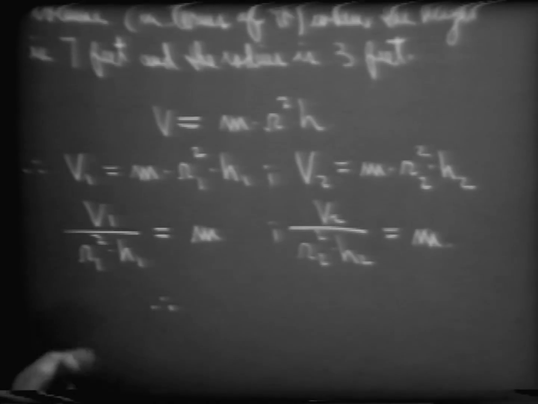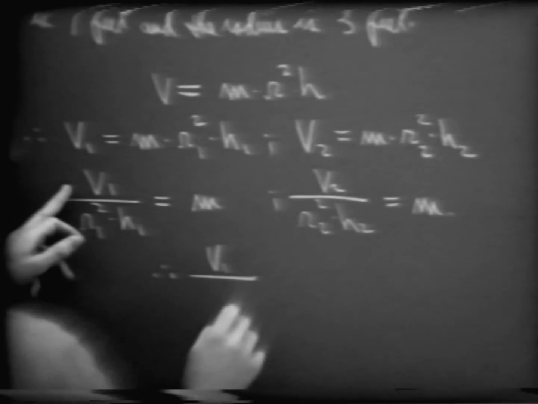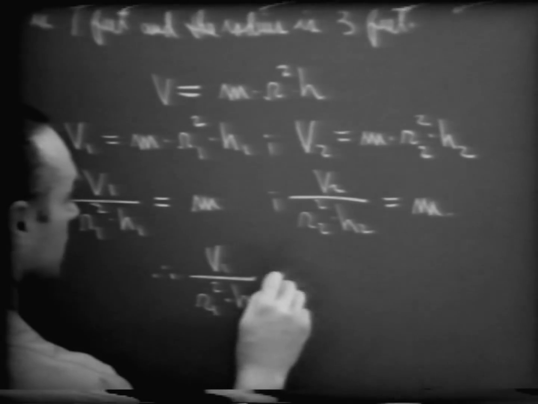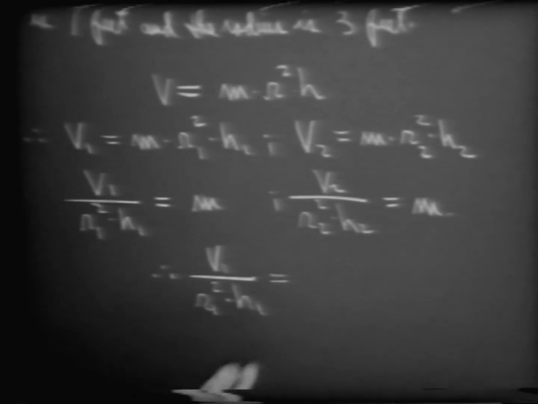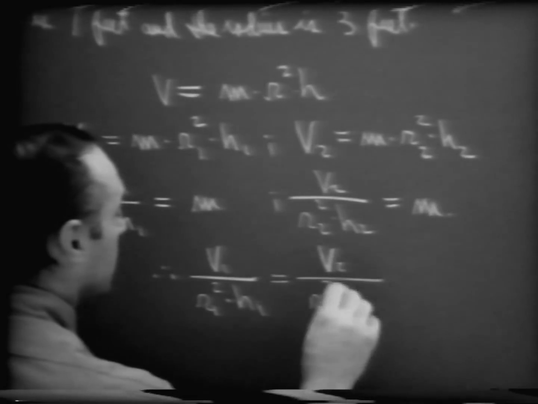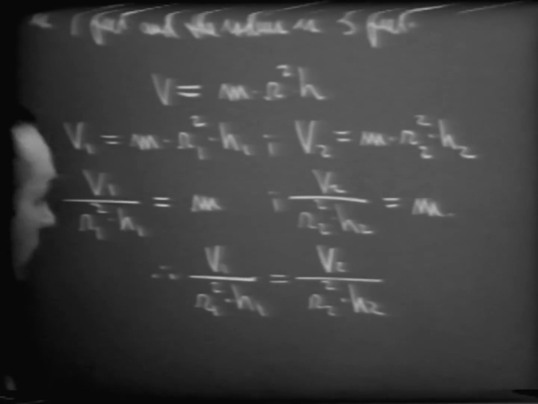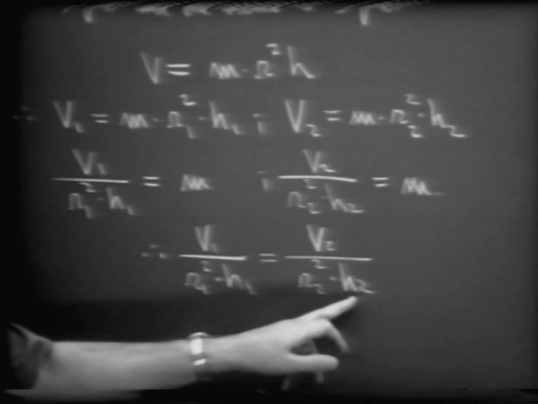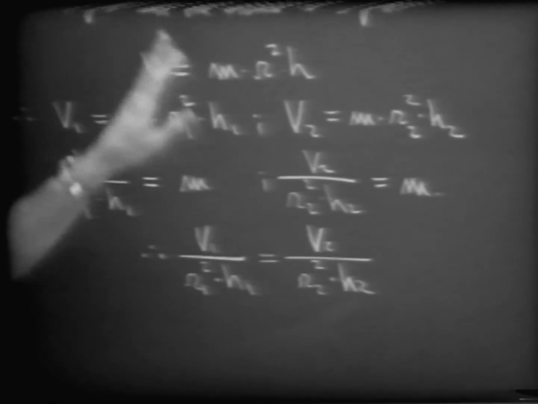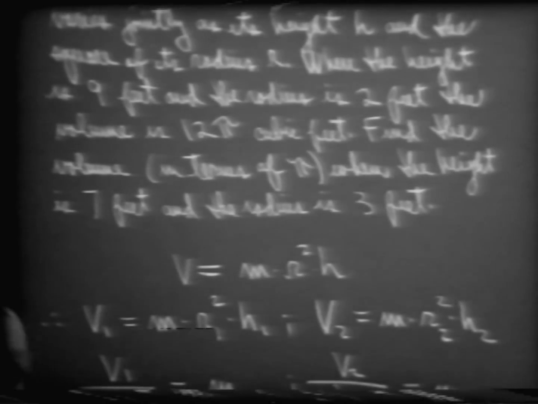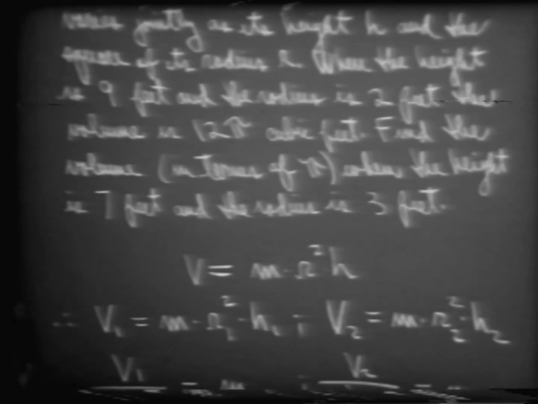Therefore, what then can we say here? We have V sub 1 over r sub 1 squared times h sub 1 is equal to, and what may we say here on the right-hand side, Chip? V sub 2 divided by r sub 2 squared times h sub 2. Alright. Now notice in this case, we have 1, 2, 3, 4, 5, 6 numbers to consider, of which in our data, we should have how many given to us? 5, okay? And therefore, we can easily find the 6th.